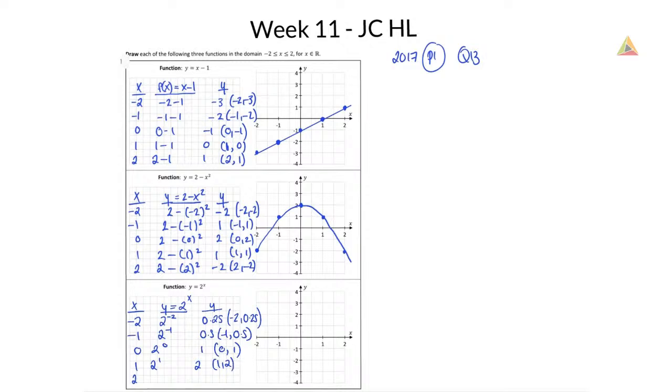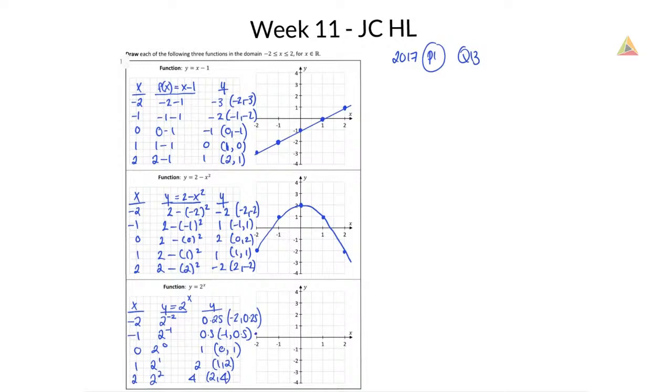And then finally 2 to the power of 2, which is 4. So the point there is 2 and 4. So we're just going to plot these points now. So minus 2 and 0.25. So minus 2 on the x-axis and 0.25 on the y-axis is going to be roughly there. So I'm just going to mark that in. It's going to be roughly about here.